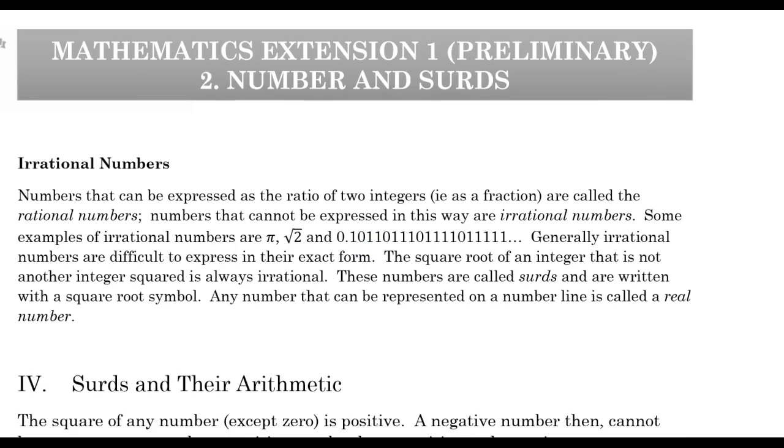Irrational numbers cannot be expressed as the ratio of two integers. They can be very difficult to express in their exact form. Sometimes we need some sort of geometrical description, such as the square root. Not all of them can be expressed that way. The square root of an integer that's not a square number, like 1, 4, 9, 16, 25 and so on, is going to be irrational. We call them surds, and we are going to look at those in the next video.